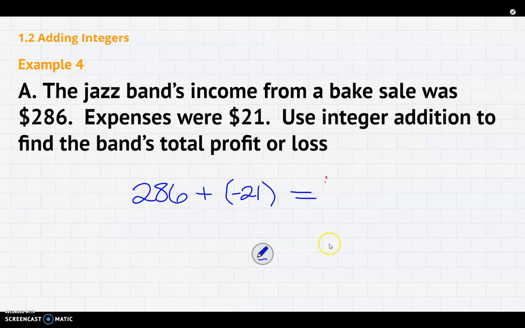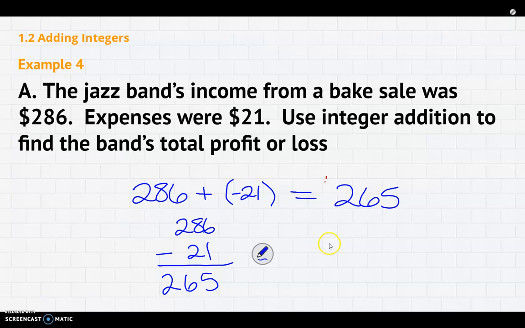I have about 25 seconds to do that. So different signs means I'm going to subtract them. Okay, 6 minus 1 is 5, 8 minus 2 is 6, 265. Okay, and I'm working with money here, so I should put a dollar sign. So if they made $268, but they spent 21, their total profit is $265.